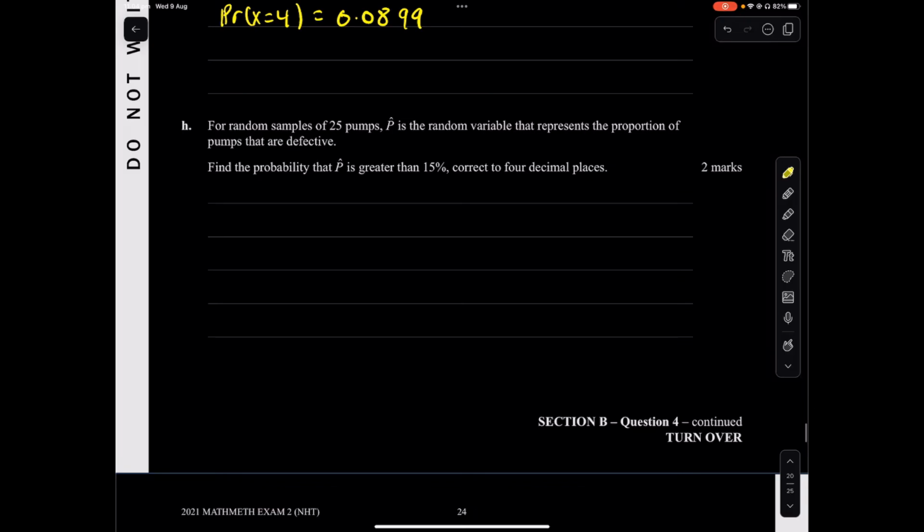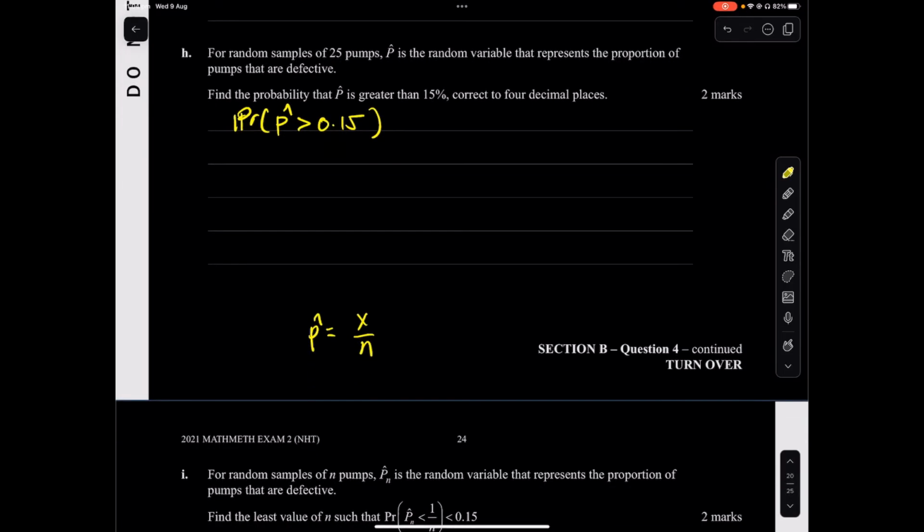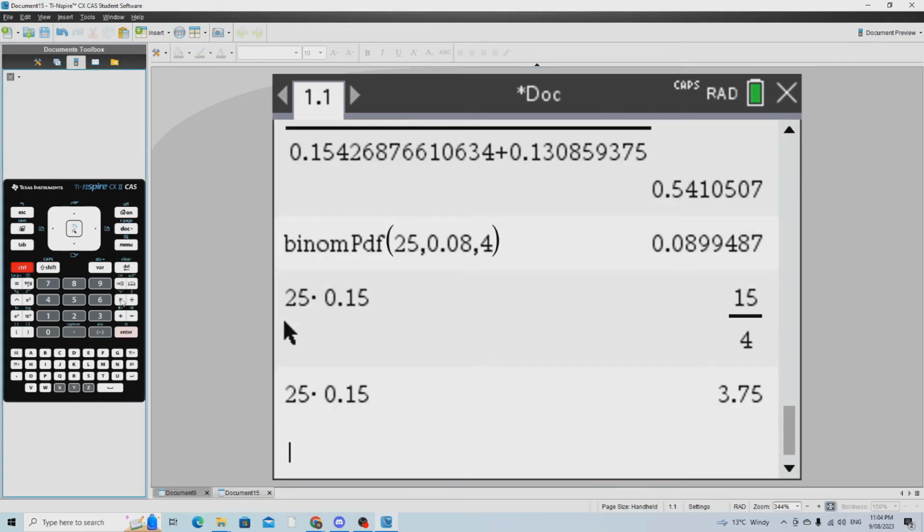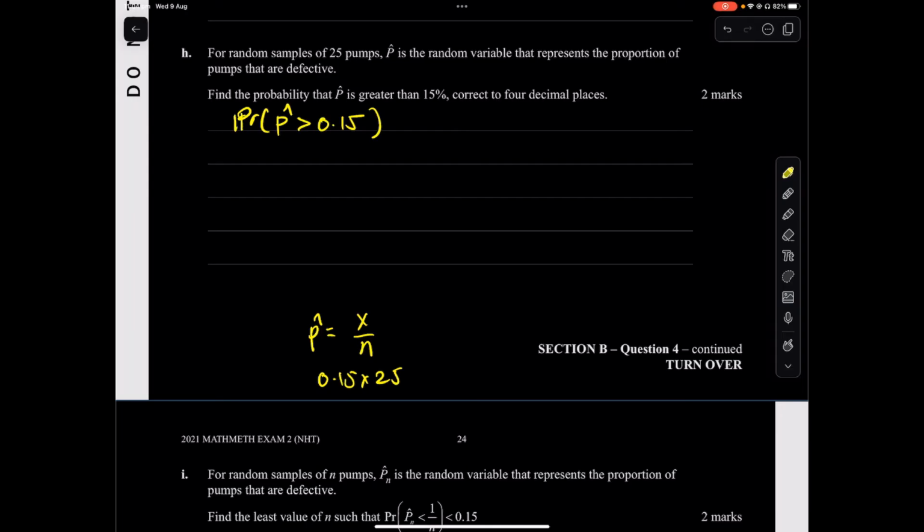Nice. For a random sample of 25 pumps, p hat is a random variable that represents the proportion of pumps that are defective. Find the probability that p hat is greater than this. So we want the probability that p hat is greater than 15%, which is 0.15. Well, we know that p hat is x over n, and our n is 25, so 25 times 0.15 gives us 3.75, which is just 4. Think of it just as the whole number 4.